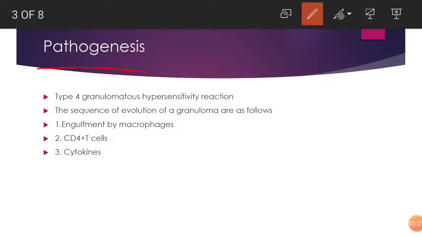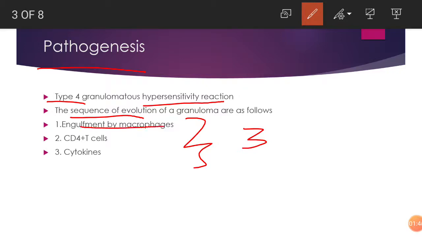Granuloma first begins as a hypersensitivity reaction. To be more specific, it is a type 4 hypersensitivity reaction. This granuloma has a sequence of evolution, which consists mainly of 3 steps. First one is engulfment by macrophages, second one has to do with CD4 plus T cells, and the third one has to do with cytokines.